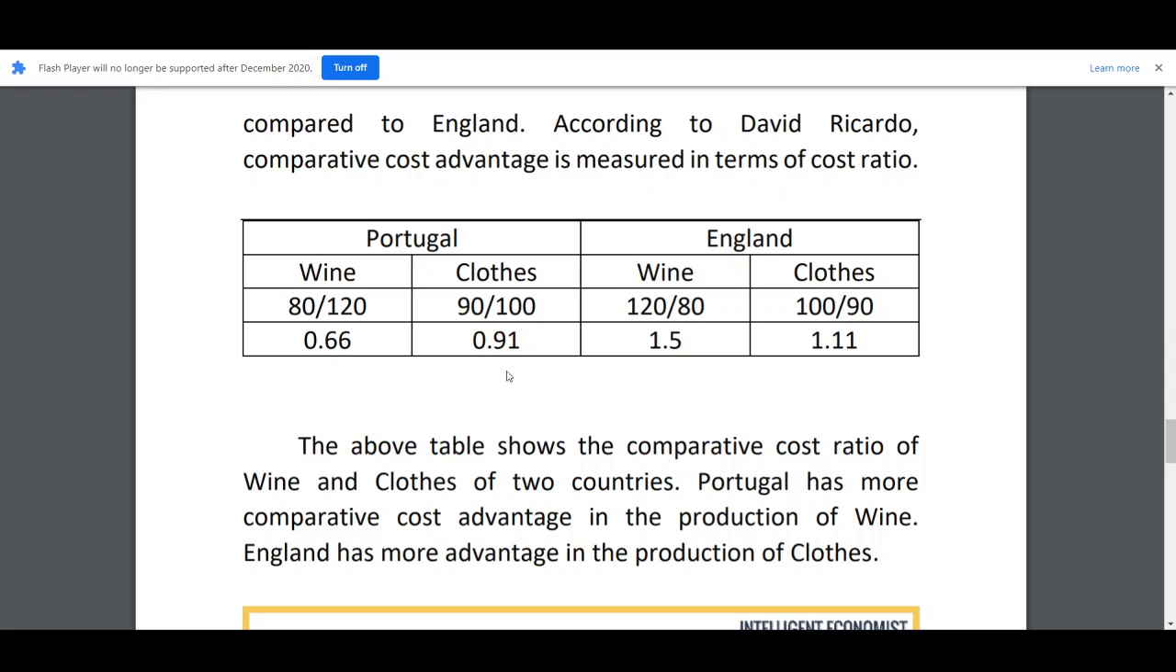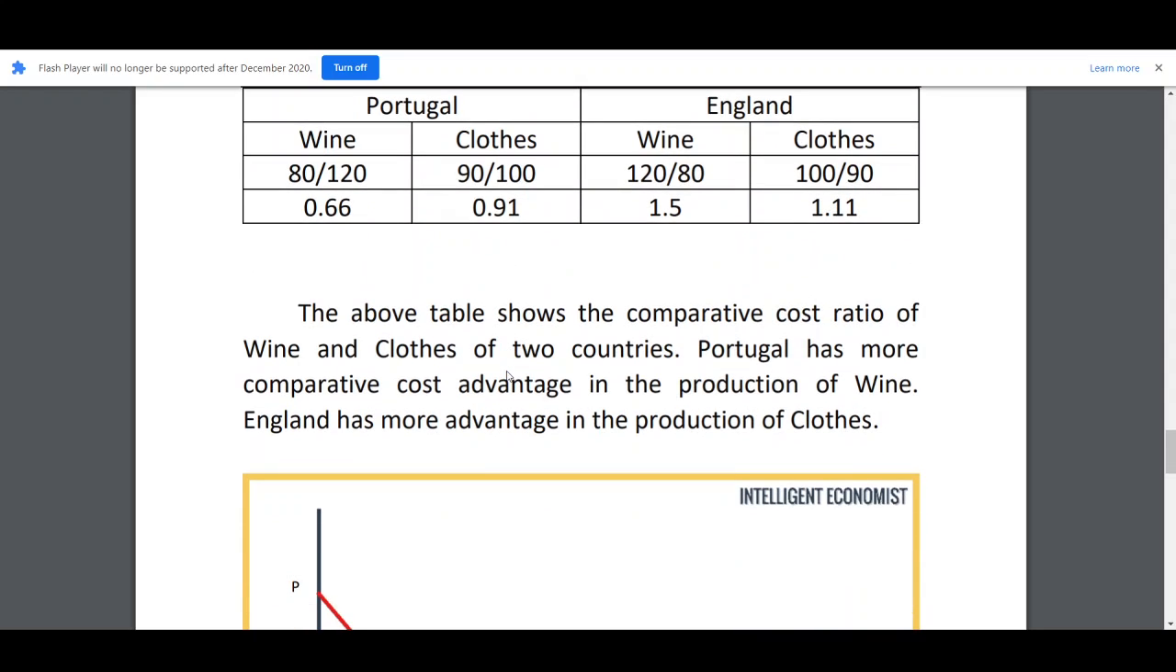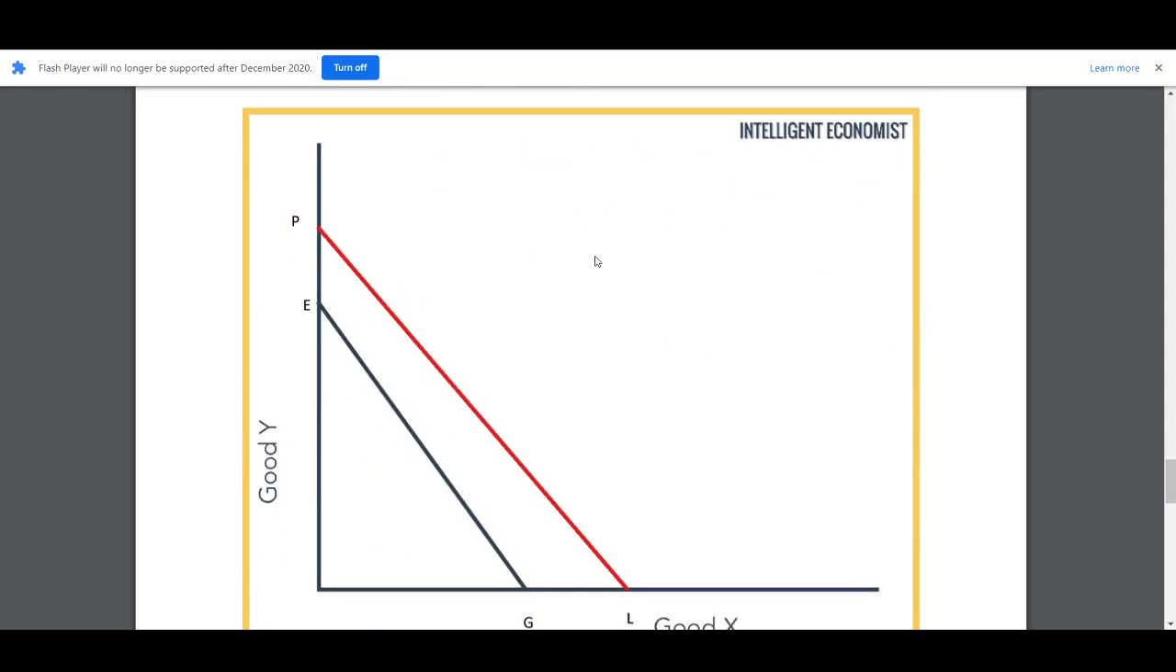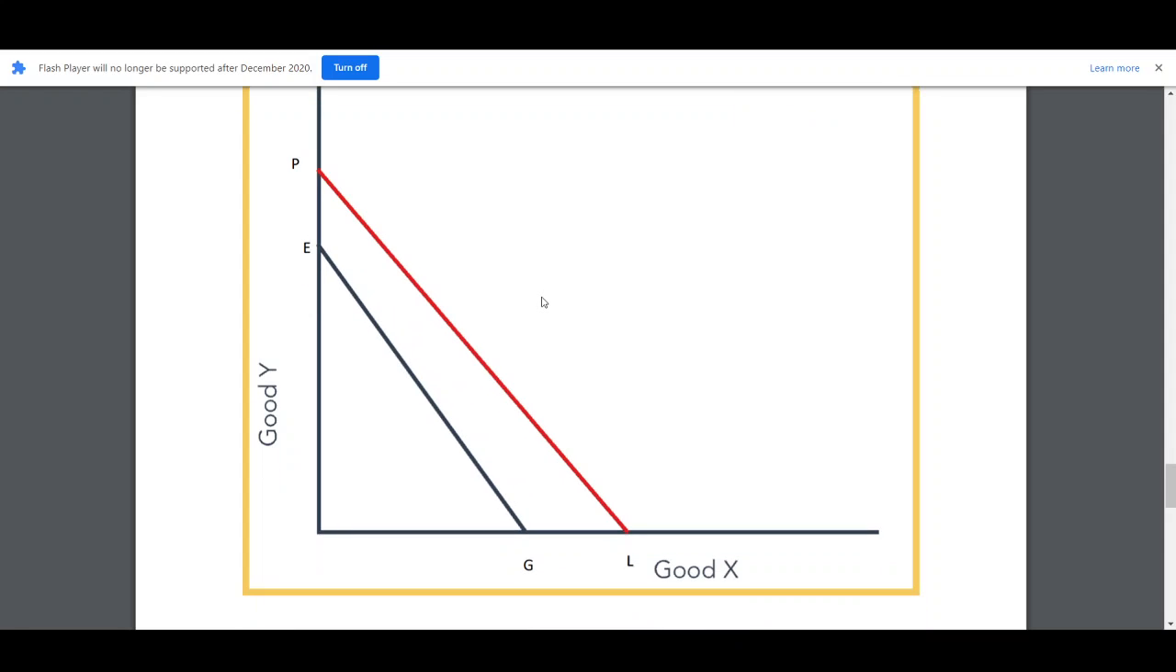So, Portugal will produce which commodity? Wine, and England will produce which commodity? Cloth, and then they will exchange. That is the theory of comparative cost advantage, which is given by David Ricardo. And this table we can explain further through a diagram. That means in this diagram there are two possibility curves that we can see, that is PL and EG.